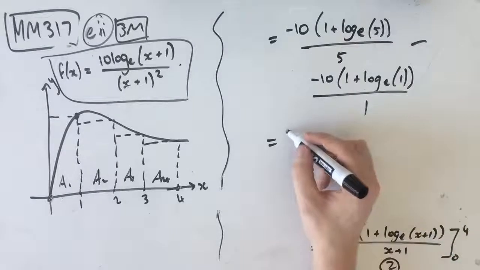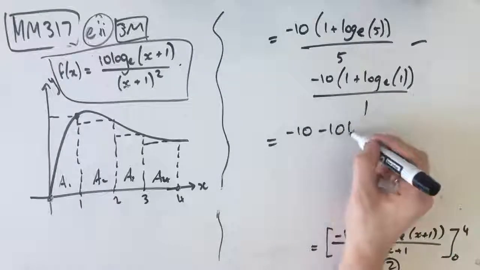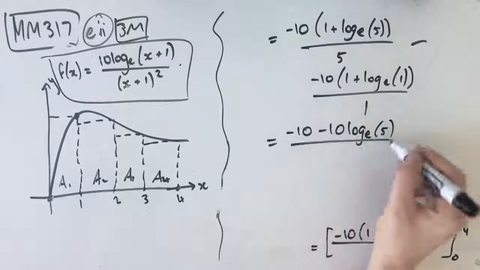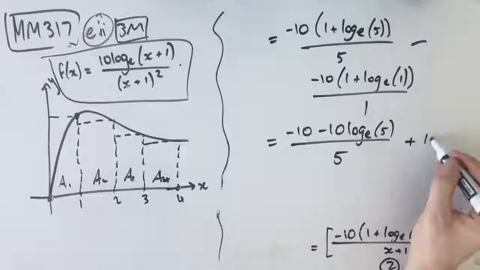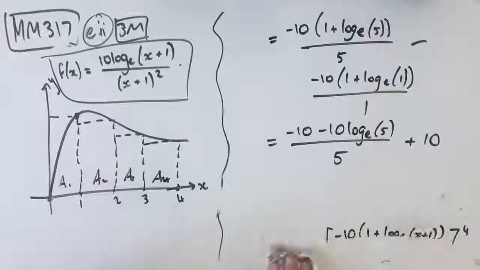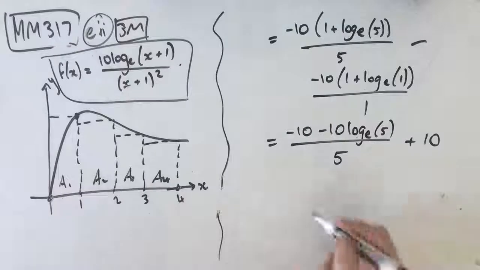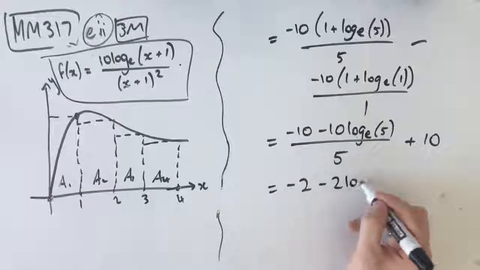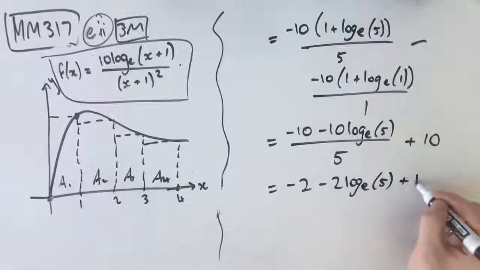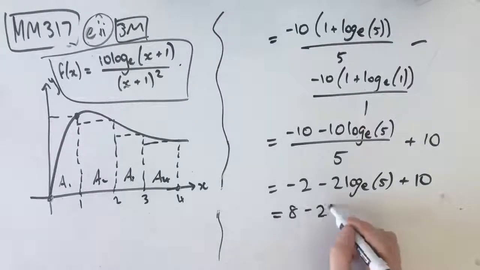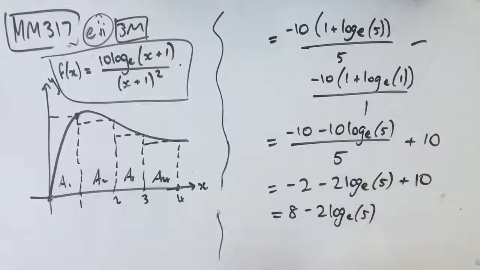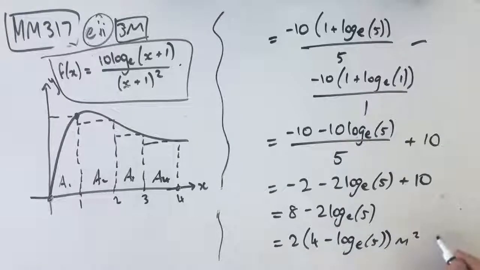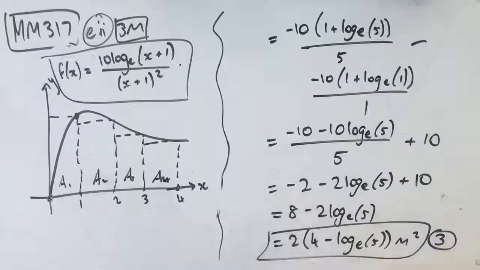Now, this simplifies to negative 10 take 10 log e of 5 over 5 plus 10, which simplifies to negative 2 minus 2 log e of 5 plus 10. So what we end up with is 8 minus 2 log e of 5. And then we can take a common factor of 2 out and say 2 times 4 take log e of 5. And this is our third and final mark for this part. So that's part E done.